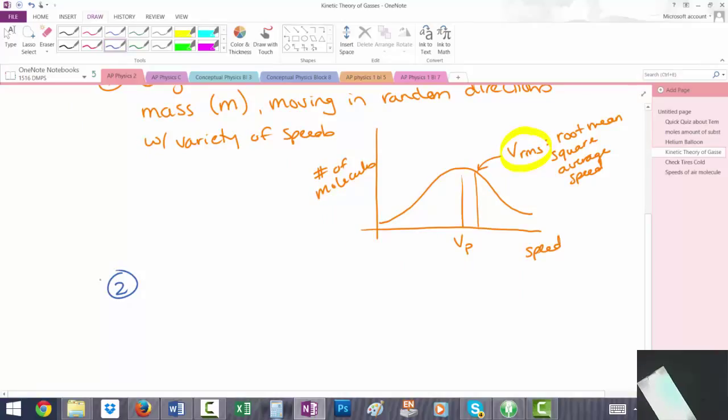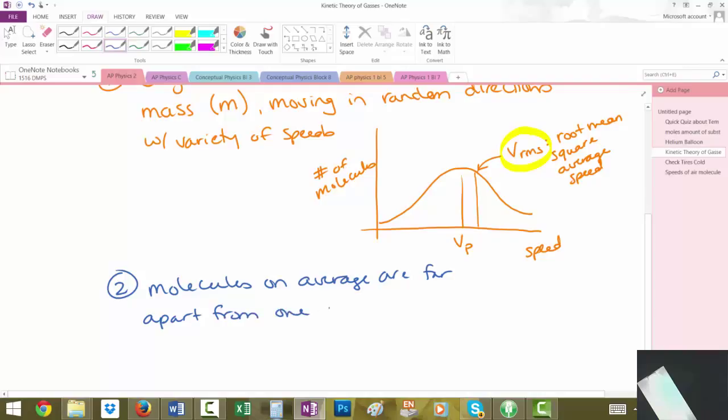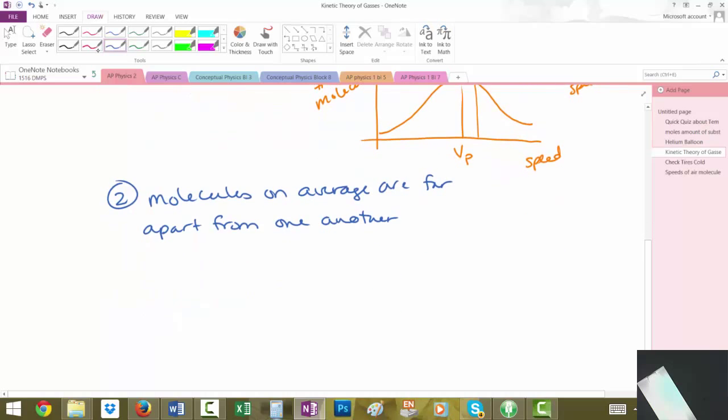Postulate number 2. The molecules on average are far apart from one another. And by that I mean that they're not going to interact a whole lot. They're not stuck in there so much that they can't move. Number 3 is that we're assuming that all of the molecules obey laws of classical physics.